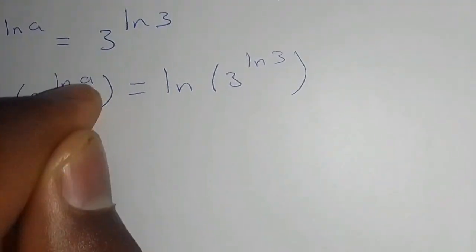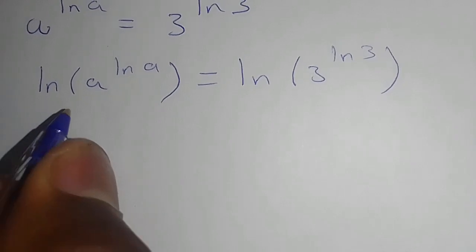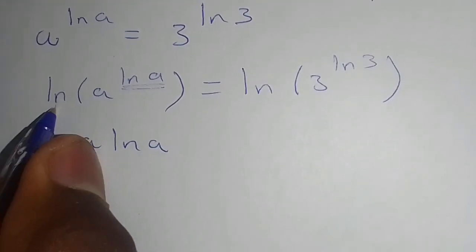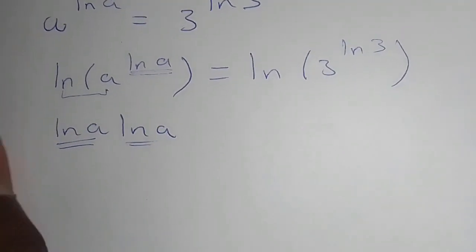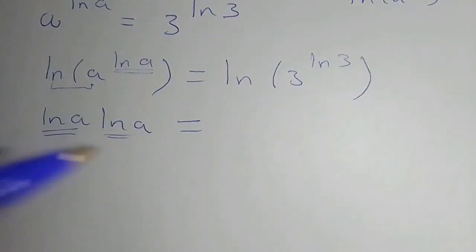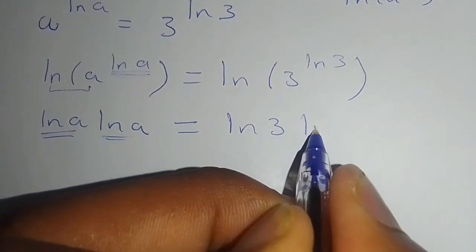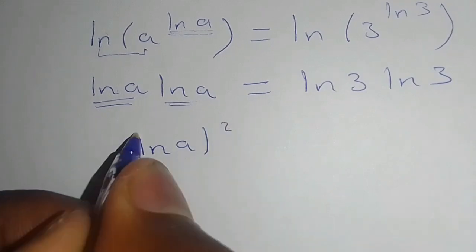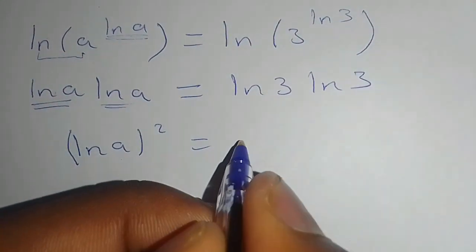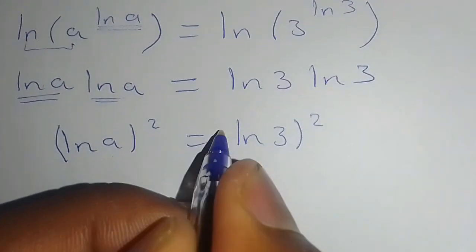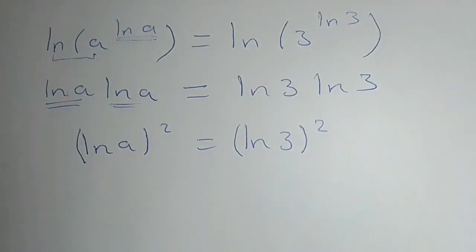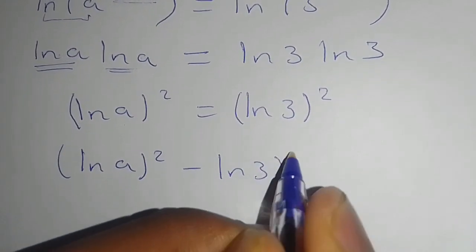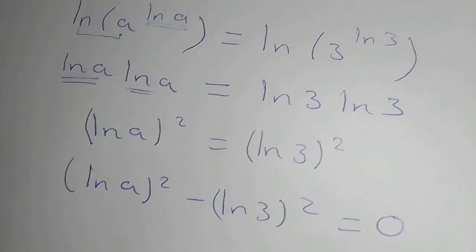So we can take this on the outside, and it's just going to be ln a times ln a. This is the ln a that's there. On the right side, we remain with ln 3 times ln 3. Notice that ln a by ln a is just ln a squared, and ln 3 by ln 3 is ln 3 squared. So you can equate to 0: ln a squared minus ln 3 squared gives us 0 if you take everything on one side.